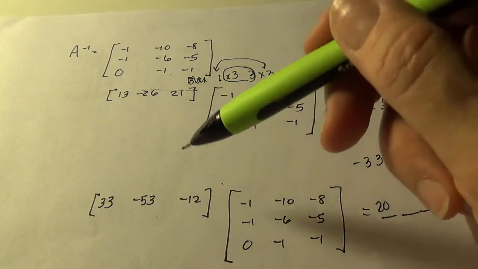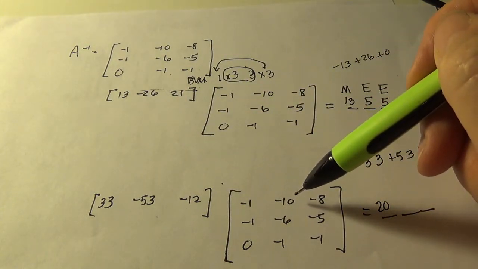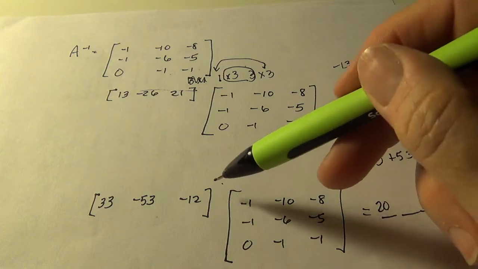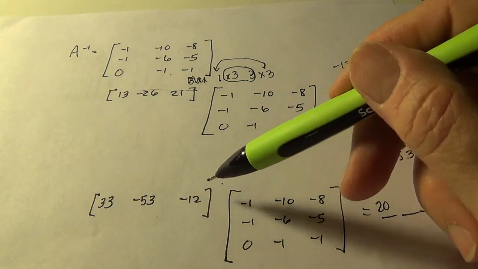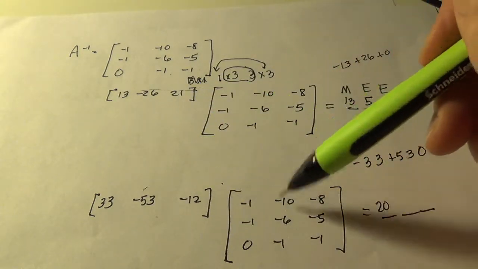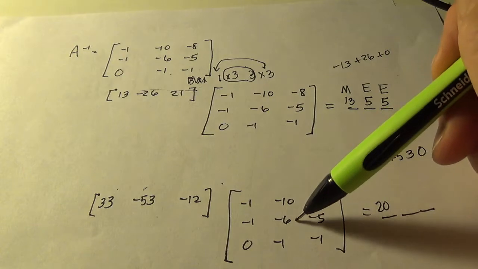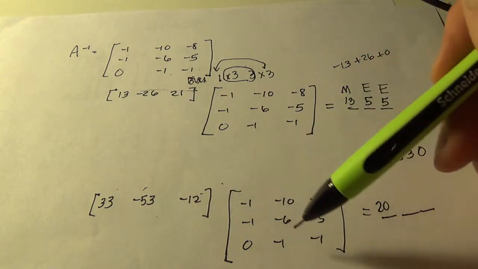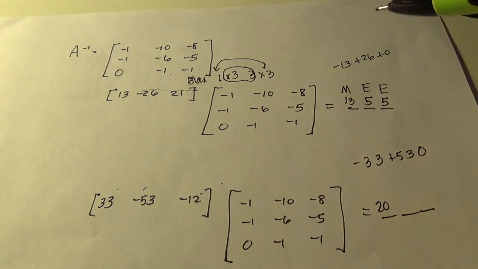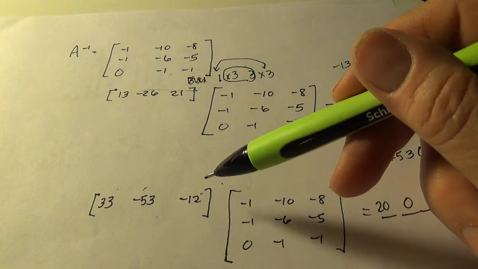When I do this one, I get -53 times -10 plus -12 times, oops, sorry, I messed up. So it's this row, this column. 33 times -10 minus 53 times -6, minus 12 times -1. And all that actually came to 0 when I added and subtracted those values.